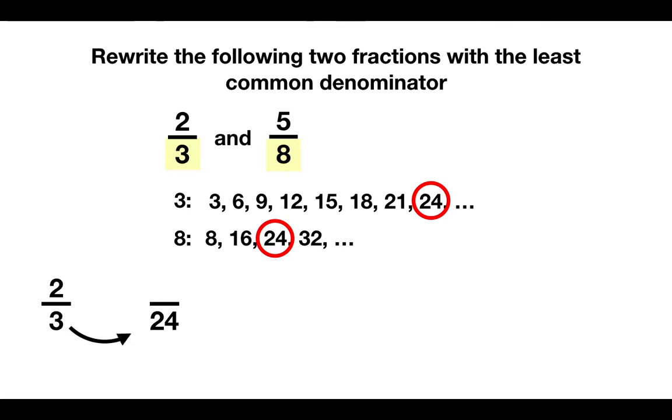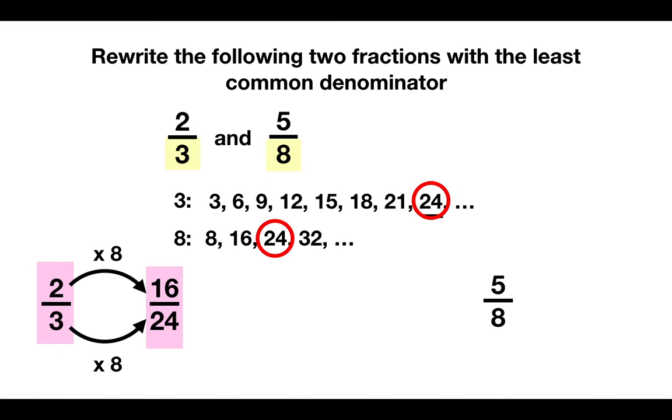Now to turn 3 into 24, you have to multiply by 1, 2, 3, 4, 5, 6, 7, 8. We have to do the same thing with the 2, so we have to take the 2 and multiply it by 8 as well. 2 times 8 gives us 16. 2/3 can be rewritten as 16/24.